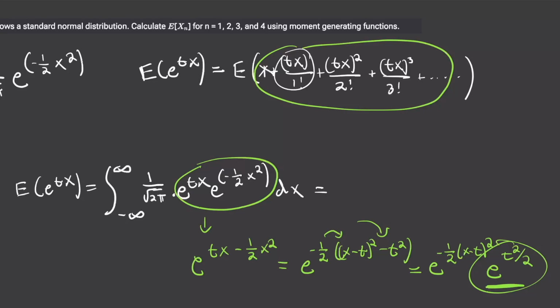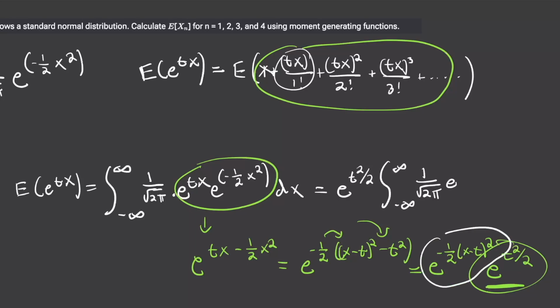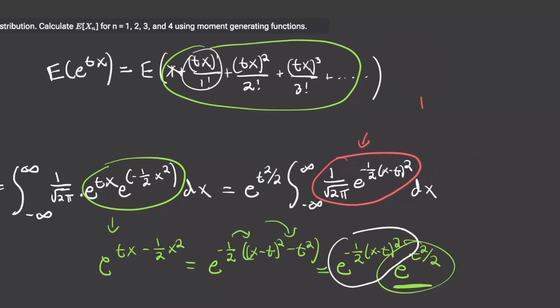And when we do so, we end up with the whole thing that we pulled out, e to the power of t squared divided by 2, times the integral from negative infinity to infinity of 1 divided by root 2 pi, and then e to the power of negative 1/2 times x minus t squared. And we're integrating that with respect to x, but what you can notice here is that this is basically the PDF of another normal distribution. Remember the PDF of the normal, which is something you should memorize, is just 1 over sigma root 2 pi times e to the power of negative 1/2, multiplied by x minus mu, our mean, divided by the standard deviation sigma, and that's squared.